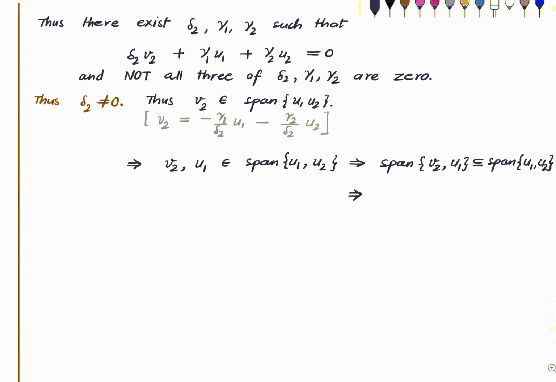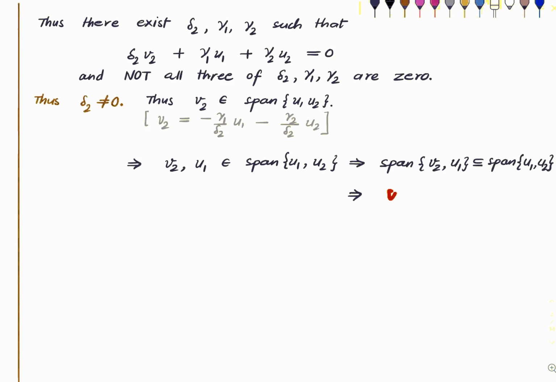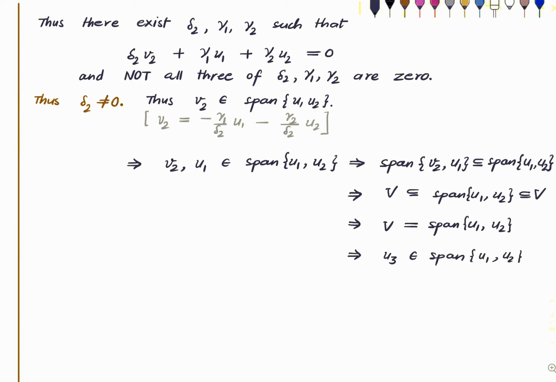But what is span of v2 and u1 together? Look at the last page. Span of v2 and u1 together is V, so this implies the entire vector space is contained in span of u1 and u2. But the reverse containment is obvious, and therefore V is equal to span of u1 and u2, which implies in particular that u3 is in span of u1 and u2, which implies u1, u2, u3 is linearly dependent.